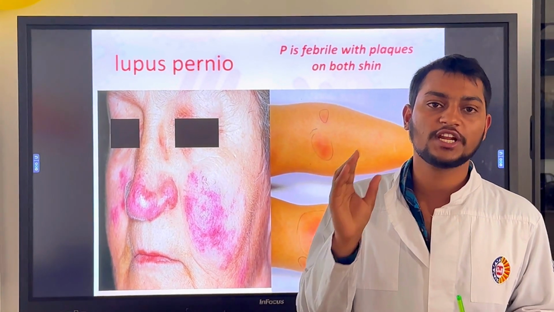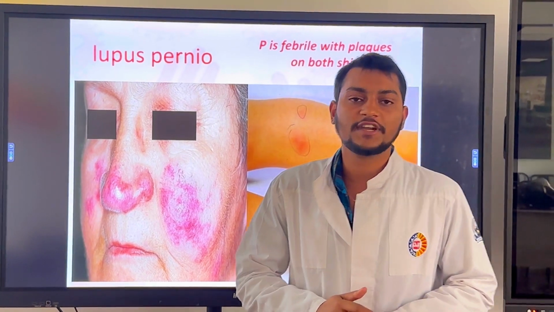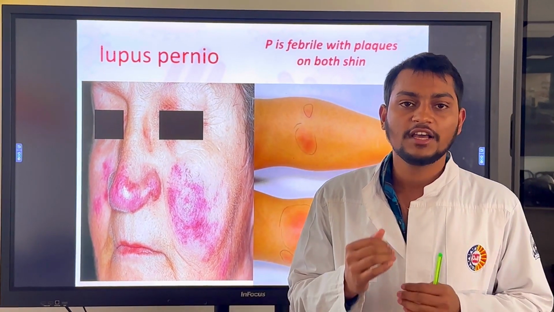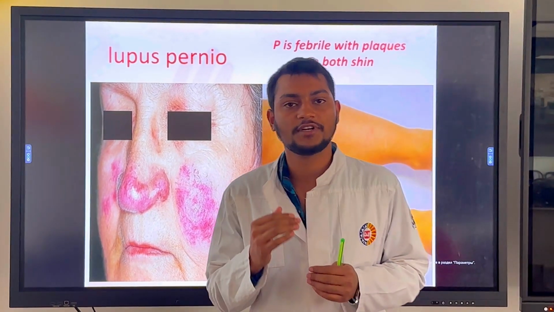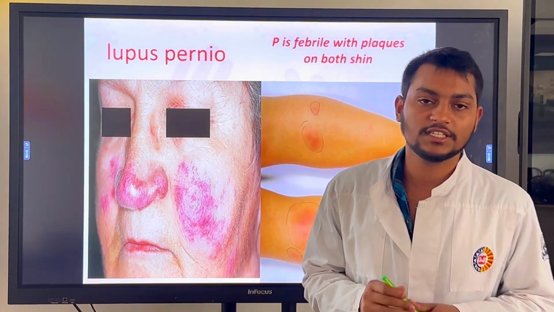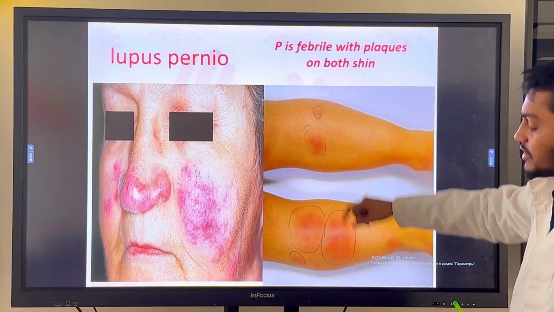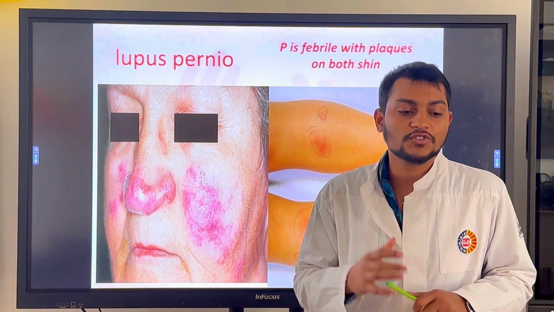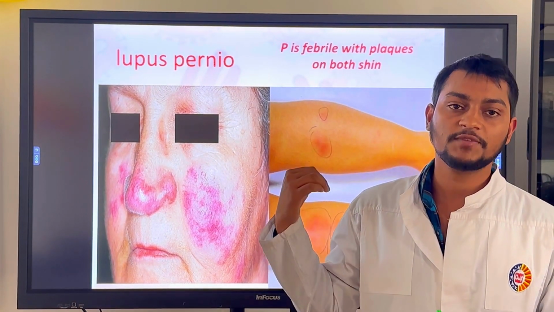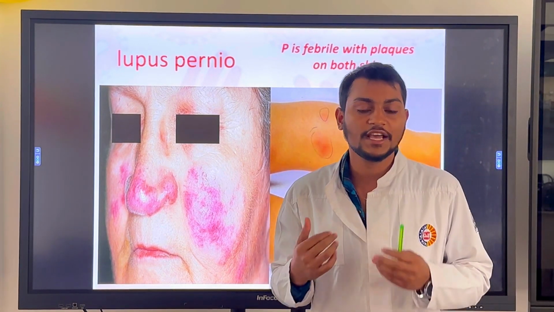Lupus pernio is also seen in the nose and cheek. It mainly depends on the position and the affected site. It affects the lungs and the URTs. The lungs are 75% and the URTs are 50%. And the febrile patient with papules on both skin. The papules are mainly seen with fever, and the symptoms are fever, sarcoidosis, and EN.